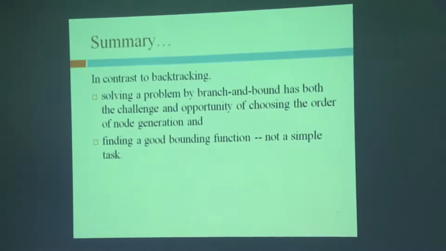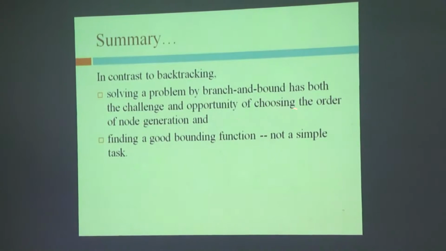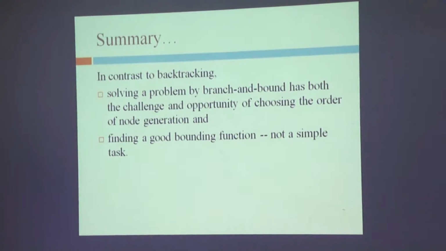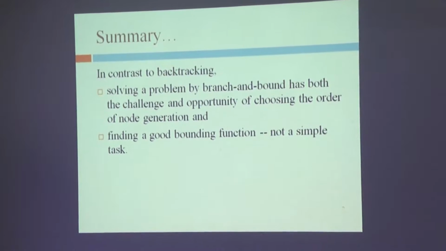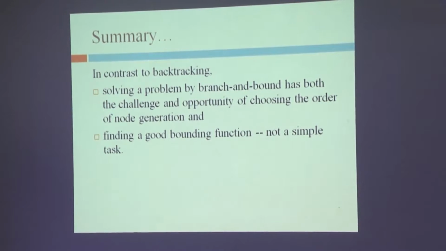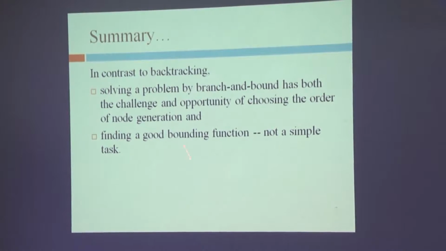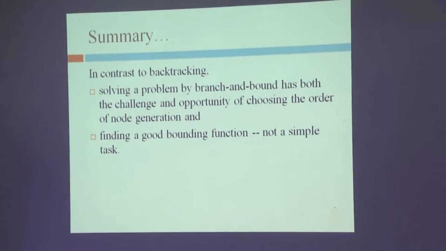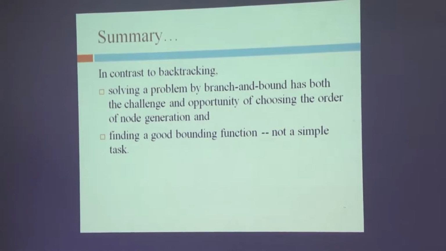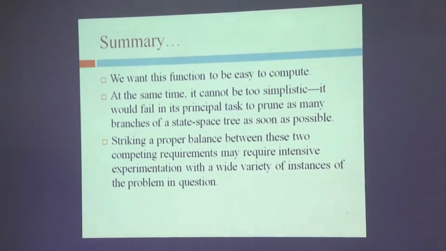What is difficult here is the challenge and opportunity of choosing the order of node generation. Here we have never mentioned you should go depth first or breadth first. So we have the choice. So which order is going to result in better pruning? No idea. So all that is a challenge for you to guess. Finding a good bounding function, like what we have done. These were given in the text, so we just used it. How do you arrive at it? That again is not a simple task.